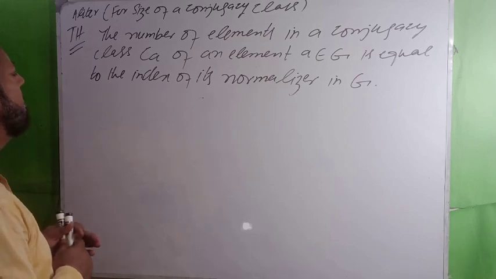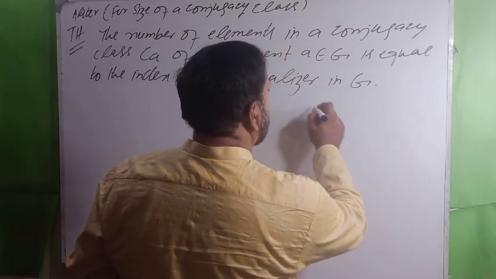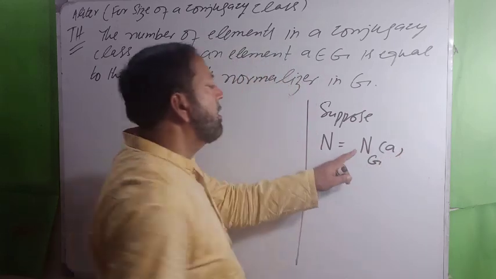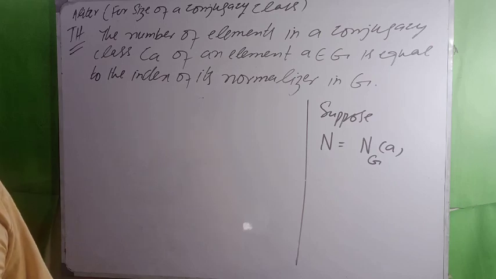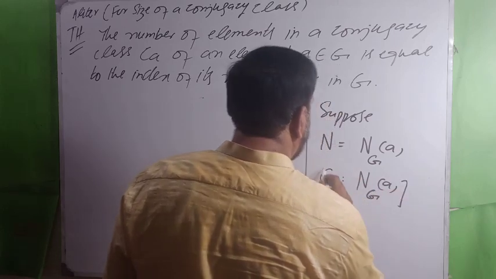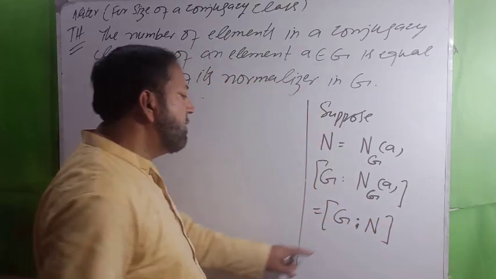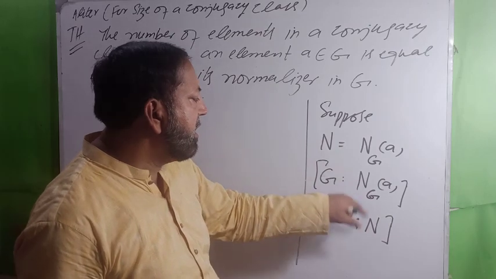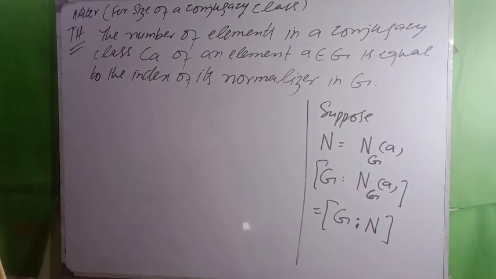Since we want to show that the number of elements equals the index of the normalizer, suppose N is equal to N_G(A). This is the normalizer of A in G. Then what is its index? The index of N in G, you can use these two symbols, is in fact the number of right cosets, or you may have the number of left cosets, of N in G.